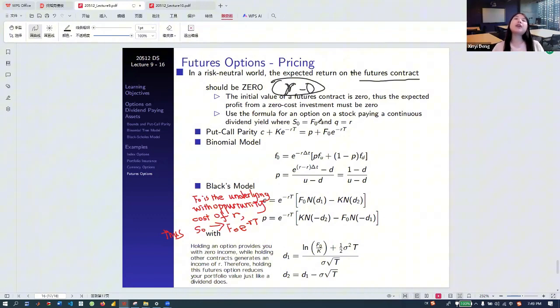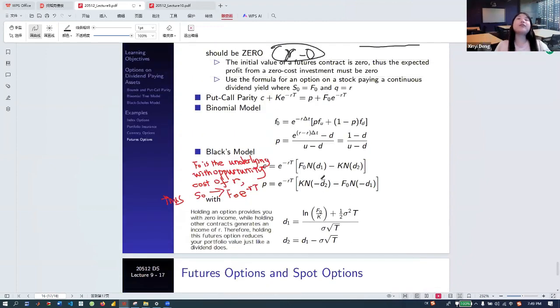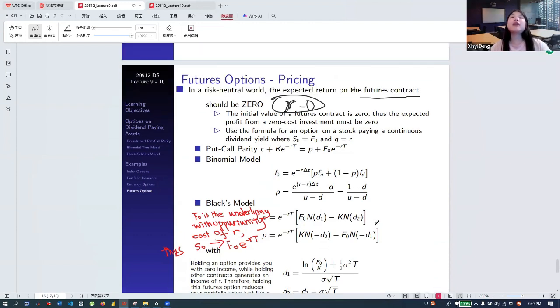Therefore, the calculation is really easy. The derivation of the formulas is really easy. We are just replacing Q with R. That's one thing. And also note that I just said F is the underlying asset, the futures contract is the underlying asset. Therefore, we also replace S0 with F0.